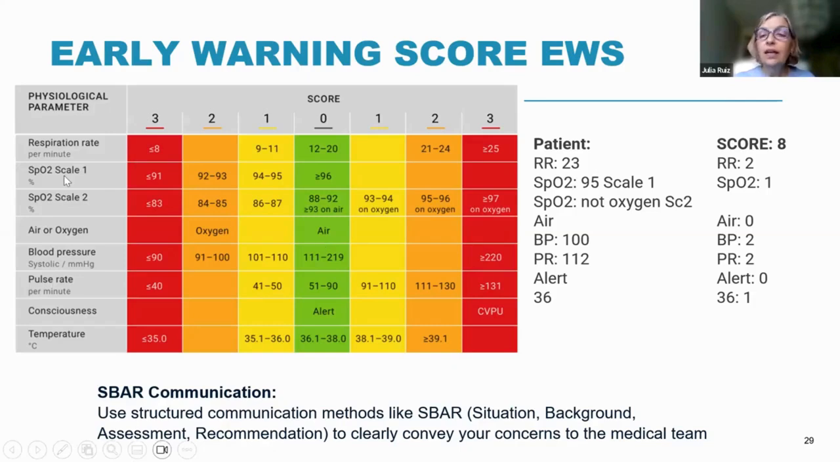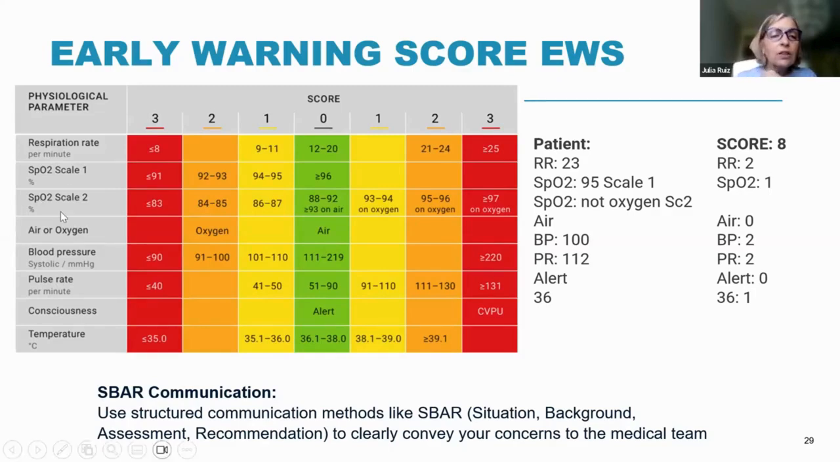Then on the oxygen saturation, I put that it was 95 on scale 1, that is this one. It's on the next line. If we go to 95, it's on the yellow, and we find 94 to 95. So it would be 1 point. So we have 2 points from the respiratory, 1 from the scale.